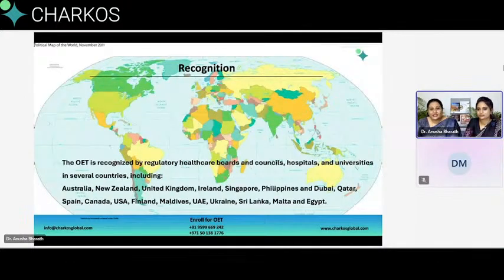Well, when we look at the recognition, the OET is recognized by regulatory healthcare boards and councils, hospitals, and universities in several countries, including Australia, New Zealand, United Kingdom, Ireland, Singapore, Philippines, Dubai, Qatar, Spain, Canada, USA, Finland, Maldives, UAE, Ukraine, Sri Lanka, Malta, and Egypt.